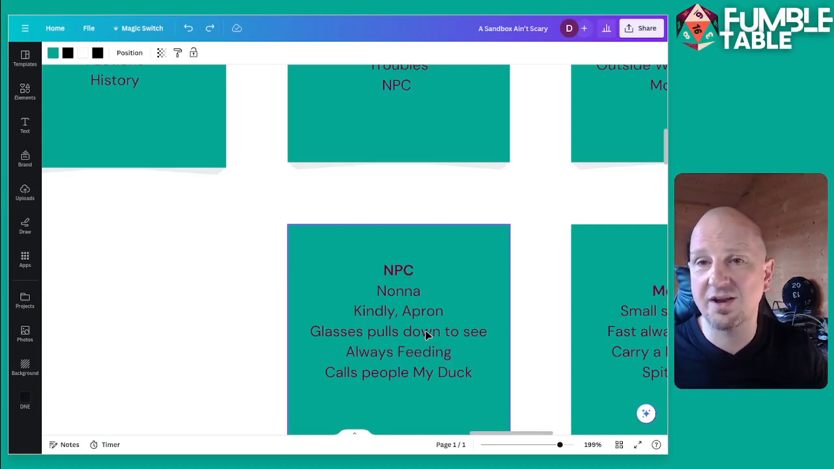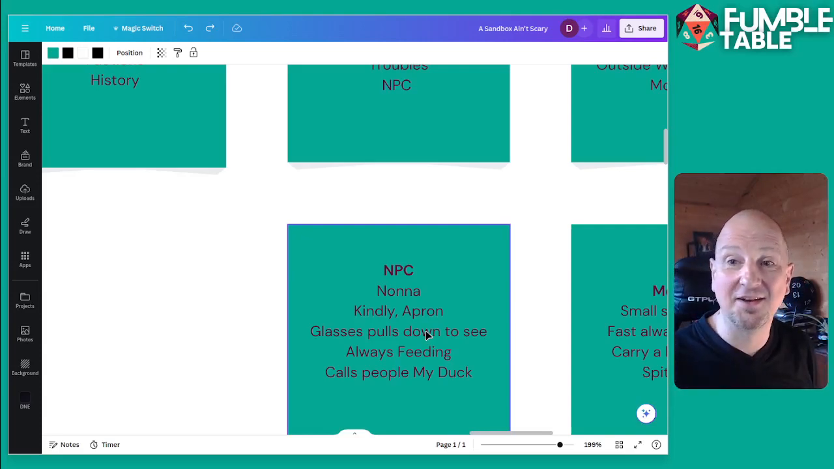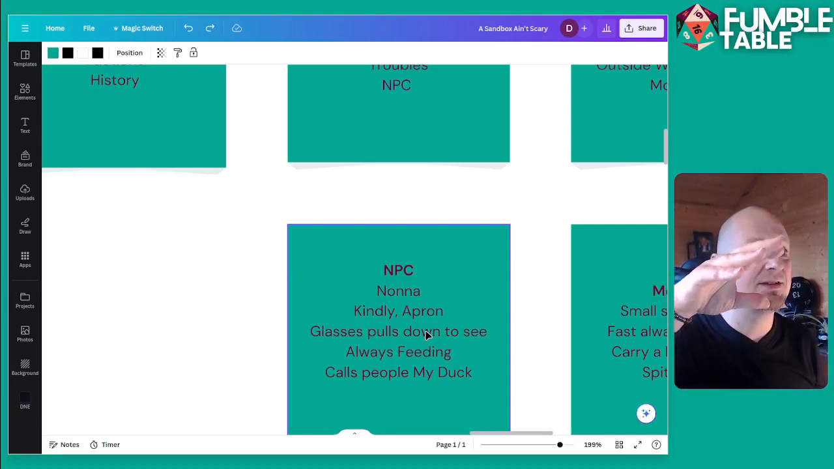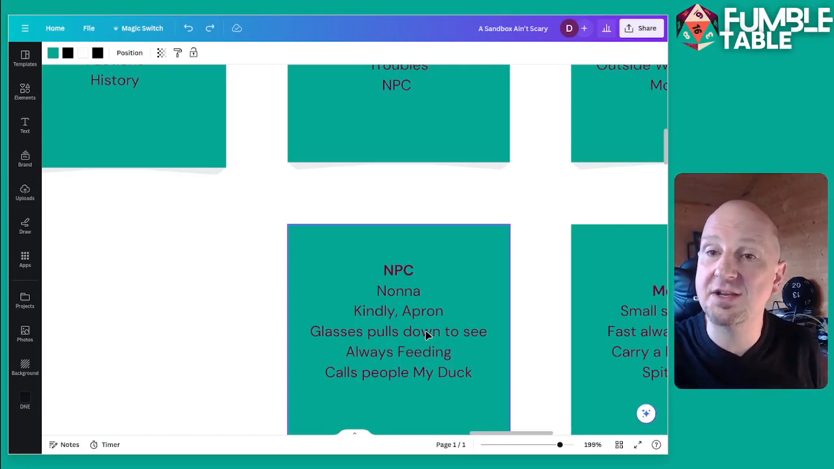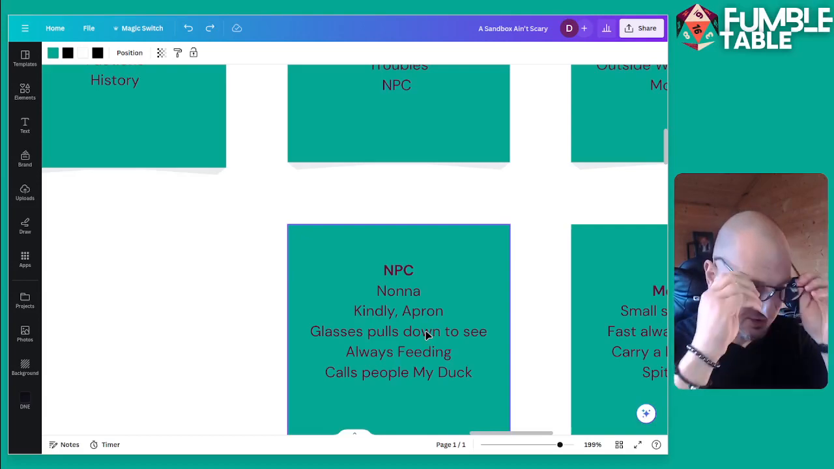If you've been in one of my games beforehand, you might recognize this character. And she calls everybody "my duck," right? "Hello, my duck." She appears absolutely lovely. That is a situation. The reason it's a situation is that as soon as you go into the tavern, this NPC happens to you.